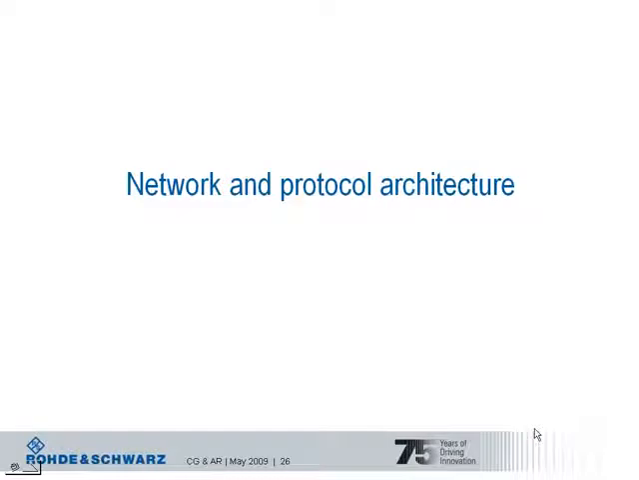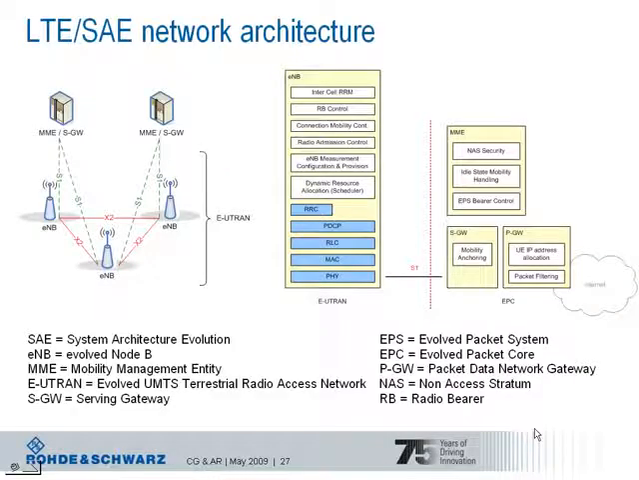So now let's have a look at the network and protocol architecture for LTE. When it comes to the network architecture of LTE, you will often hear the abbreviation SAE, which stands for System Architecture Evolution, and which indicates that also the overall system architecture for LTE was evolved, including the core network functionalities. The left figure on the slide shows the new network entities.